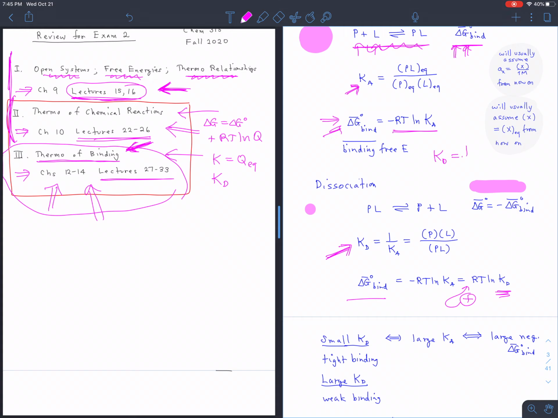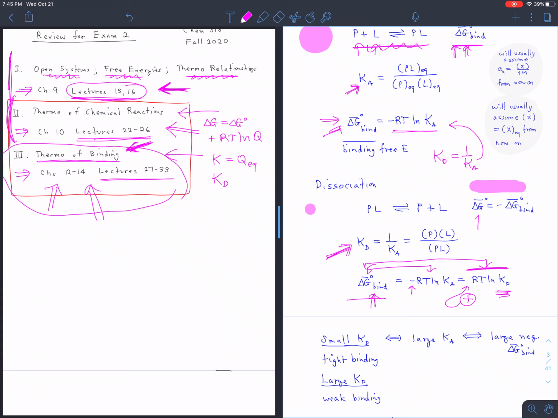Kd is equal to 1 over Ka. So if I plug that in here, you can see that delta G of binding is going to be equal to, all it's going to change is this minus sign. It's going to be plus RT log of Kd. So unlike the relationship between delta G of binding and Ka, there's a plus sign in this relationship when it's Kd that we use.